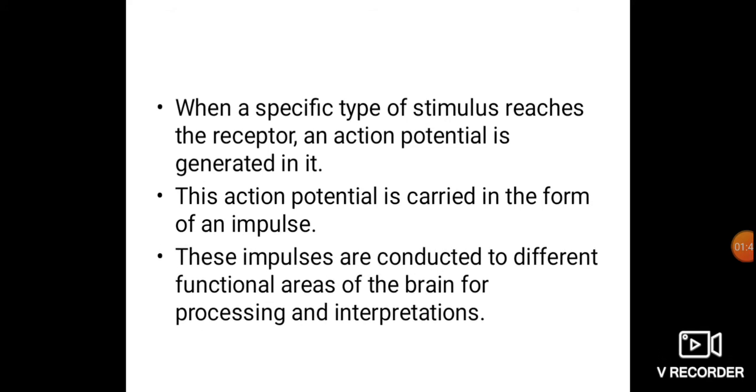These impulses are conducted to different functional areas of the brain for processing and interpretation. Processing and interpretation: after receiving the impulse, they will analyze the impulse, generate the right type of response, and turn the responses into motor impulses.